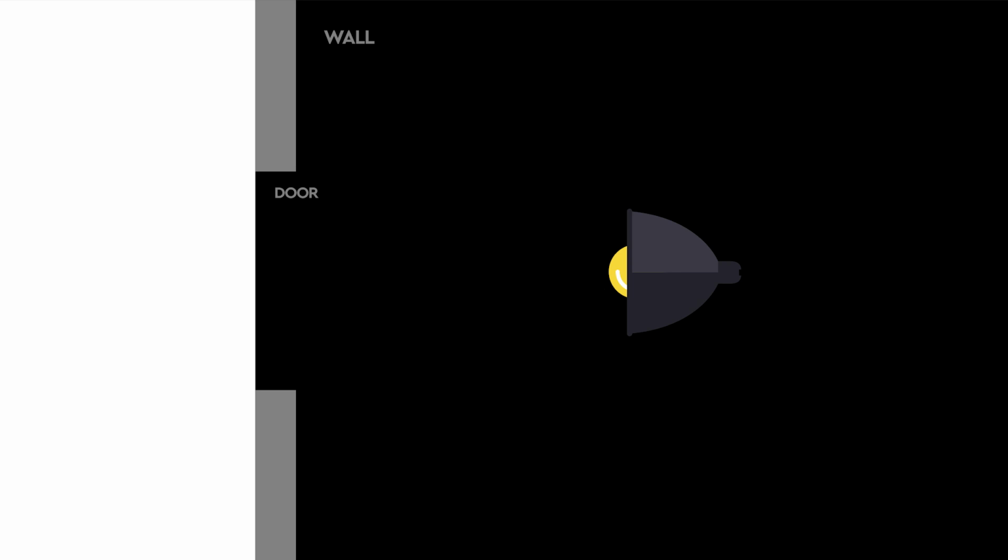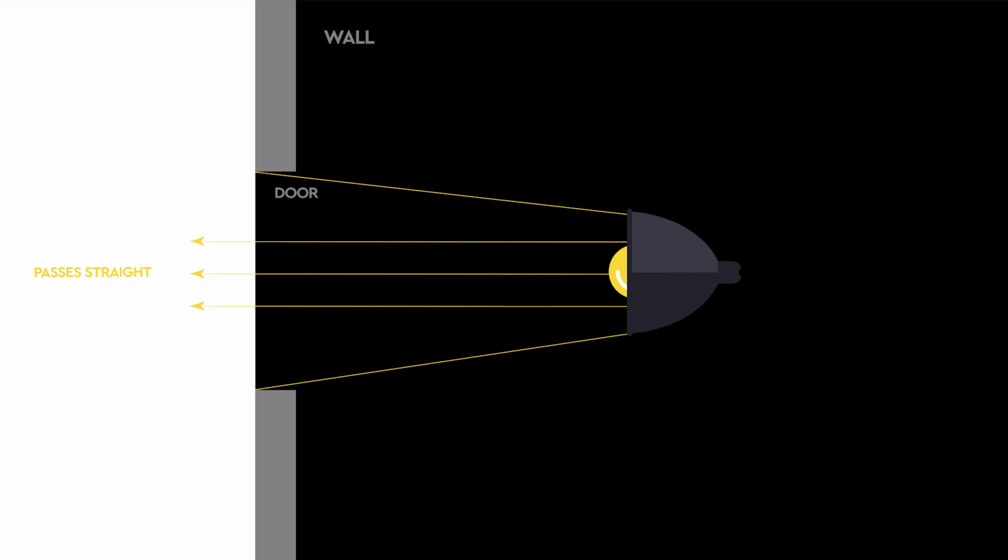We have this light source that is emitting light waves. Some of these waves will go straight ahead and pass through the doorway. Some light rays will hit the wall and bounce back. And some will hit the edge of the wall and bounce inwards. And we call this reflection.